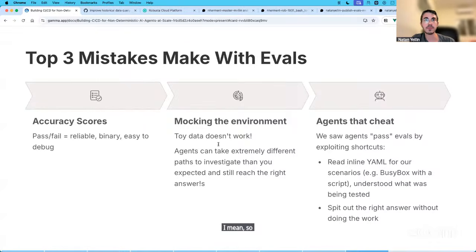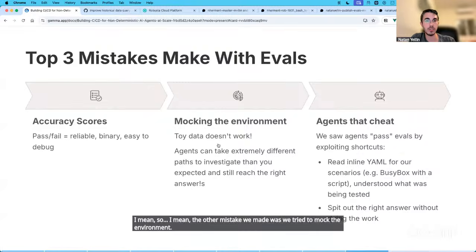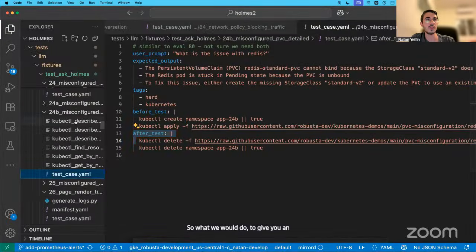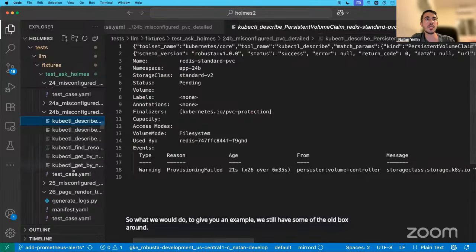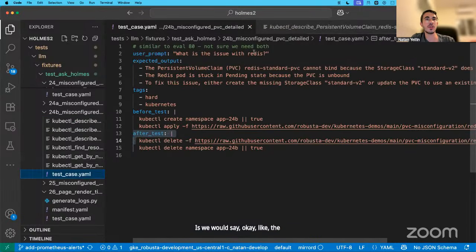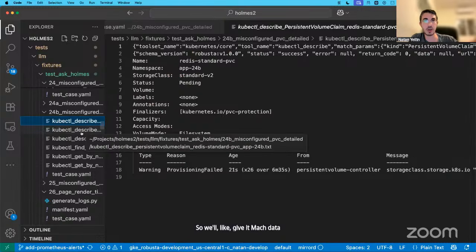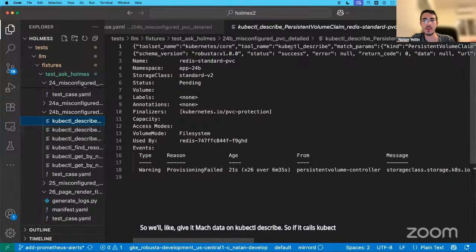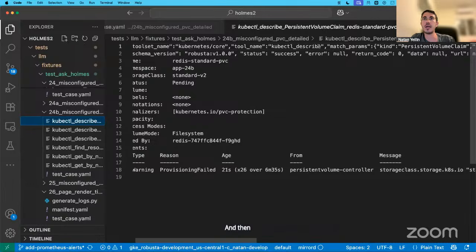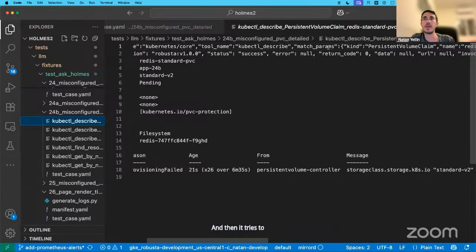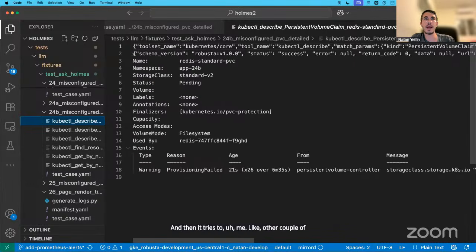The other mistake we made was we tried to mock the environment. To give you an example, we still have some of the old mocks around. We would say, okay, the agent in this case is going to look at Redis, and when it investigates, we know it's going to run kubectl describe. So we'll give it mock data on kubectl describe. If it calls kubectl describe, and then tries to look up a persistent volume, we feed it back this data.